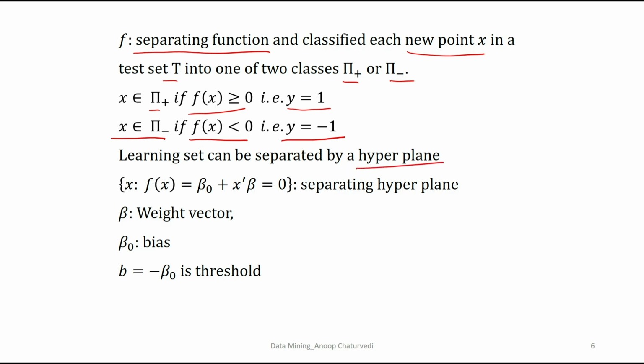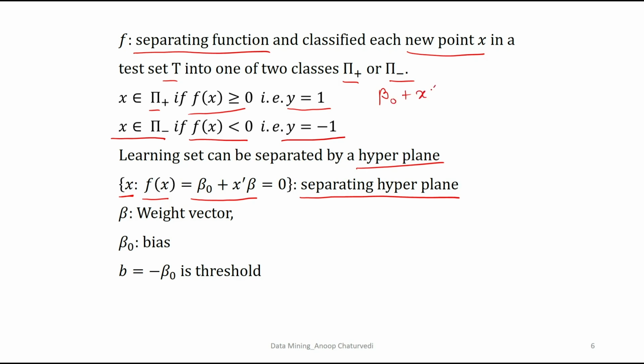So, your classification problem is linear, or the class boundaries are linear. Now, this is the hyperplane, the set of values of x such that f(x) = beta naught plus x transpose beta equal to 0. This hyperplane is called the separating hyperplane. This particular hyperplane separates the two classes. You have taken f(x) equal to beta naught plus x transpose beta.